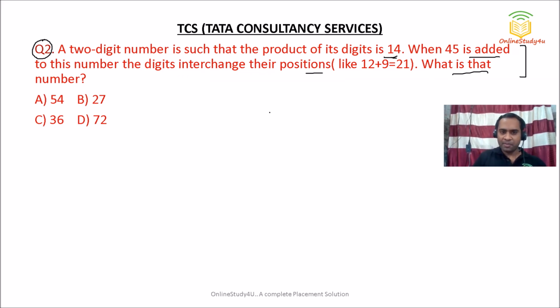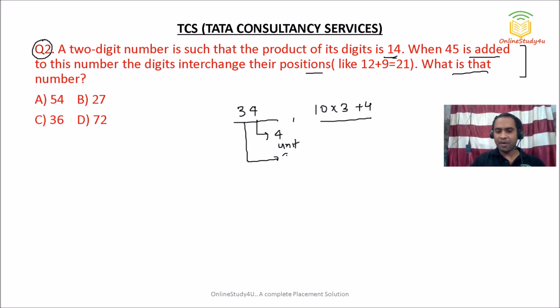See, a two-digit number, suppose the number 34. So 34 is a two-digit number. I can also write this as 10 into 3 plus 4. Friends, the place value of 4 will be what? Unit. So this will be at the unit place. 3 will be at the tens place. Yes or no?